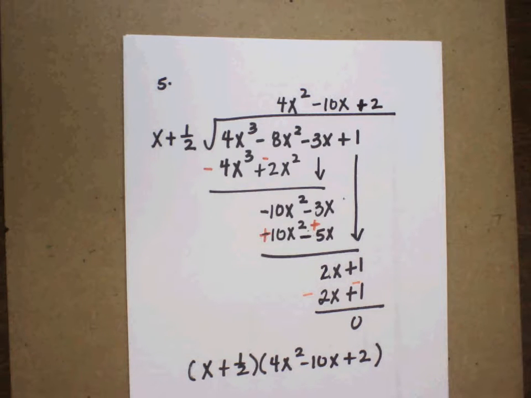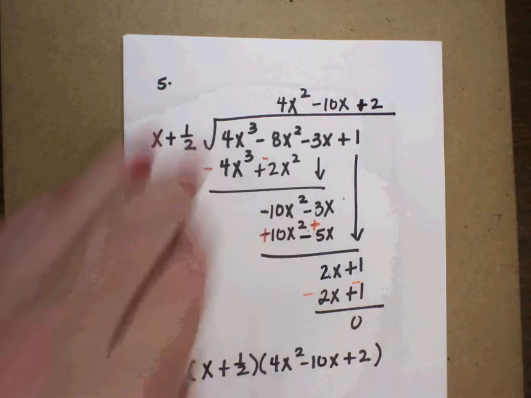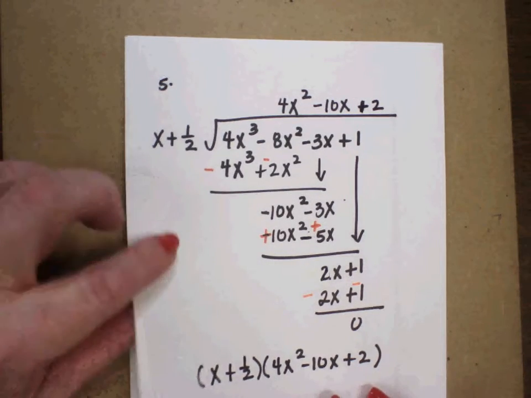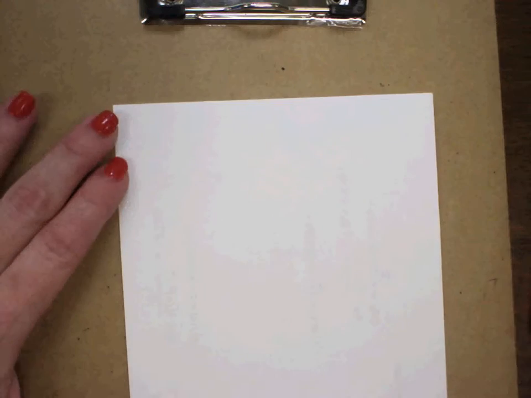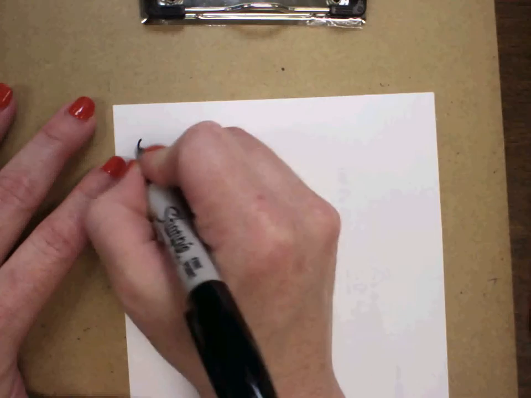All right, are we good? Let's do remainders now. All right, this is number 6. Actually, let's do this one first.